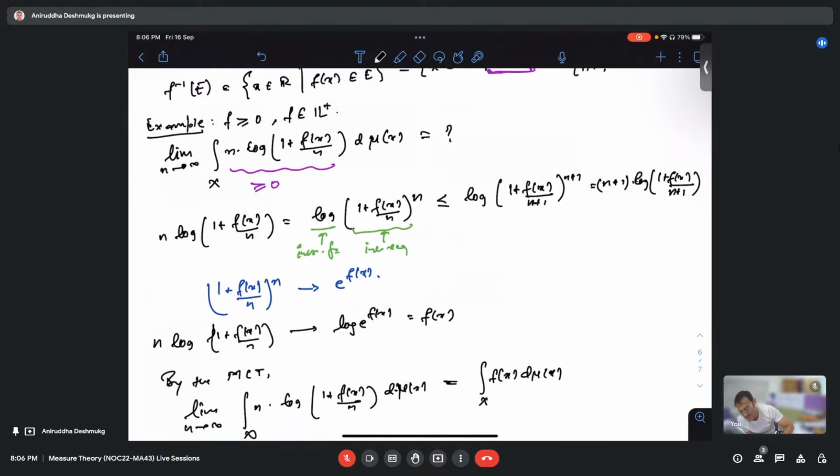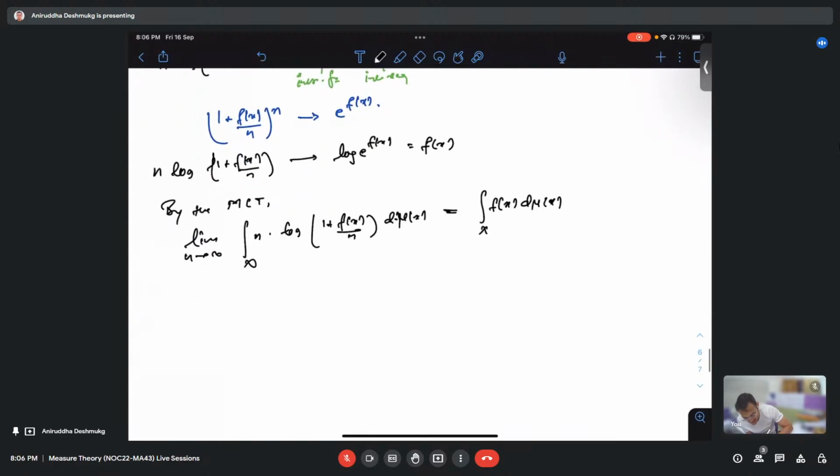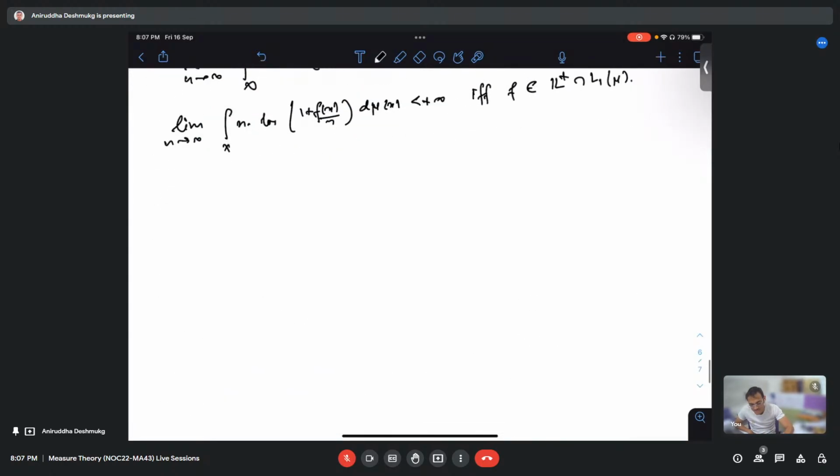Of course, I have assumed that f is a non-negative measurable function. Otherwise, of course, this could be less than 1 and negative. But we are assuming that it is a non-negative measurable function. So what we can say is that the integral of n into log of 1 plus f(x) over n, d mu x, is finite if and only if f is inside L plus intersection L1 of mu. That means it is a non-negative measurable function as well as integrable over that measure space X.